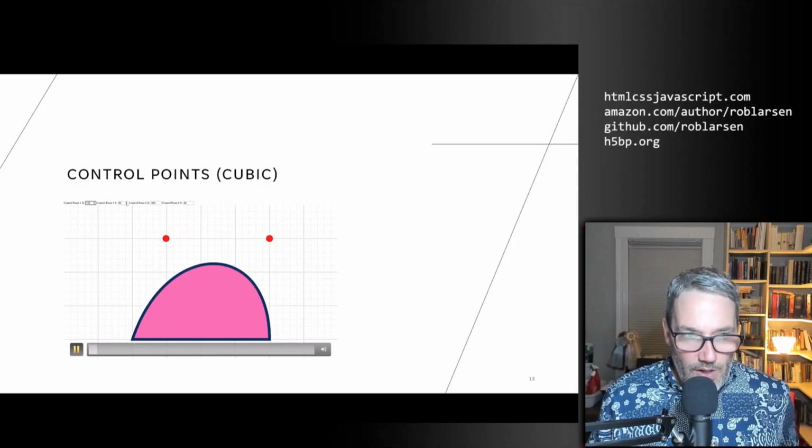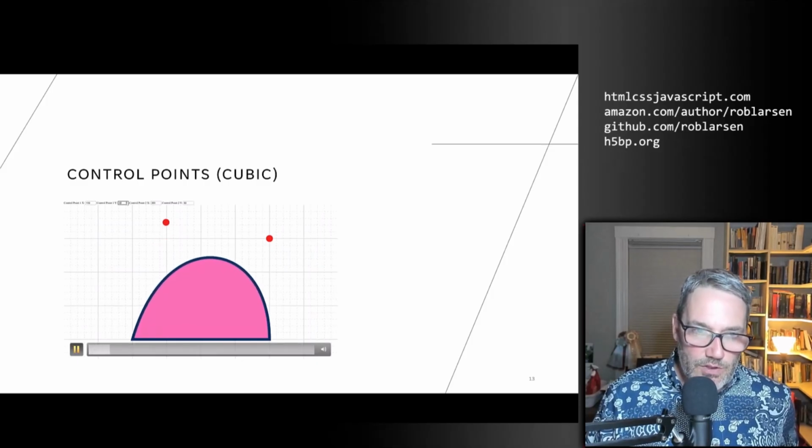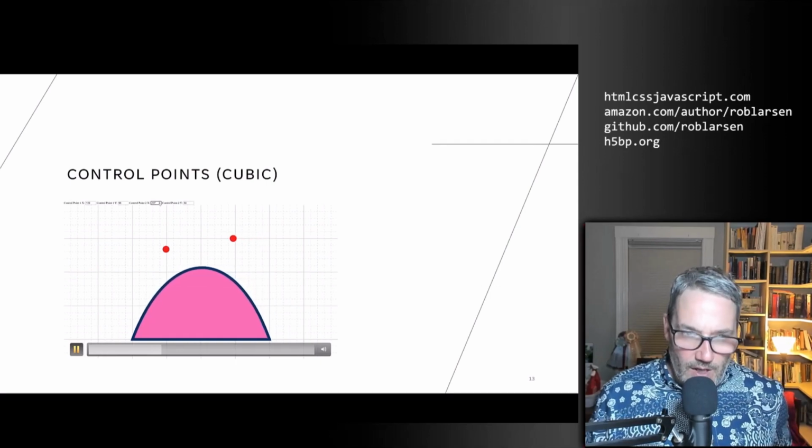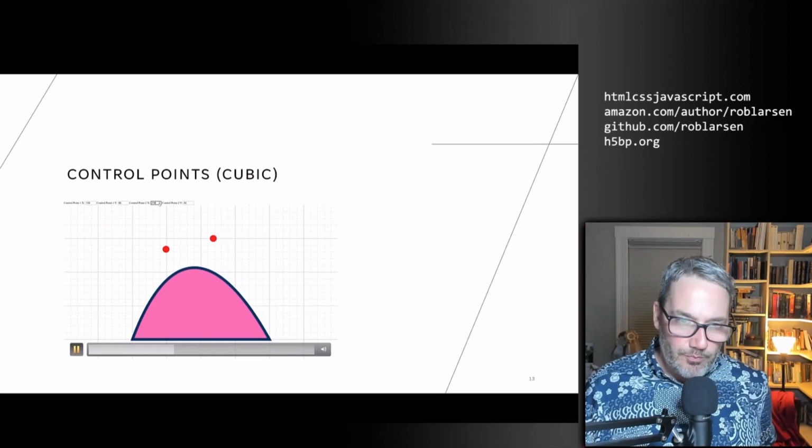And so you can adjust up in the top of the thing, you can adjust the control points up and down. And as you can see, the relationship between the position of the control points, which are the red dots, and the shape of the curve.